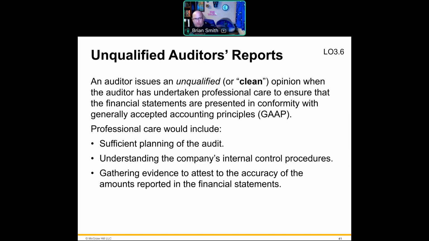but we're going to say when it's unqualified, it means that when we look through everything, there was nothing that gave us an opinion that there were problems that would be concerning to people who would look at these financial statements. Please do keep in mind, though, an auditor is not saying it is 100% accurate.